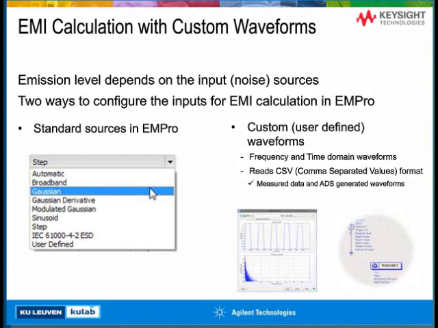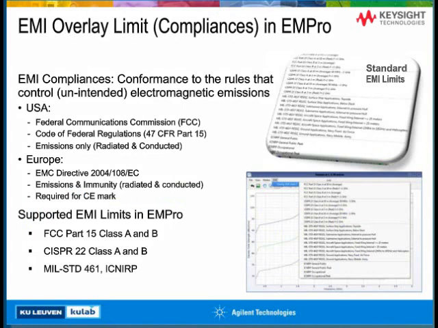Once the calculation is done, it needs to be compared to EMI compliances. In the EMPro environment, we support various types of EMI limits. For example, FCC Part 15, Class A and B, as well as CISPR 22, Class A and B, and MIL Standard 461. These are typical EMI limits supported in the EMPro environment, so that once the EMI calculation is done, the value of the emission can be compared against these base standards.